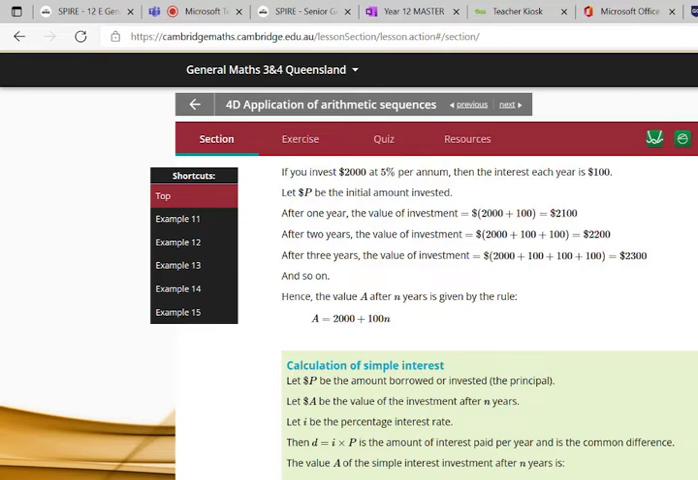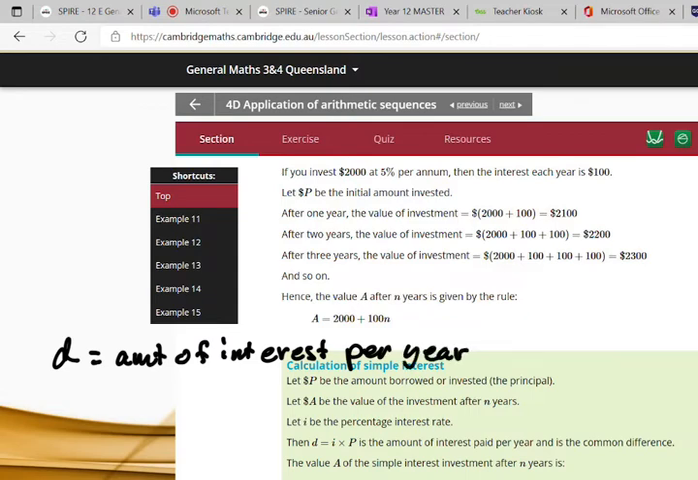So we're going to look at this formula a little bit so that you can practice it. Our common difference is the amount of interest per year. And if you think about finding the amount of interest, the amount of interest you earn is just a percentage of the money that you deposit or that you borrow. Okay? So to find D, you're simply going to take the interest times the principal. And that's going to tell you how much money you earn per year.